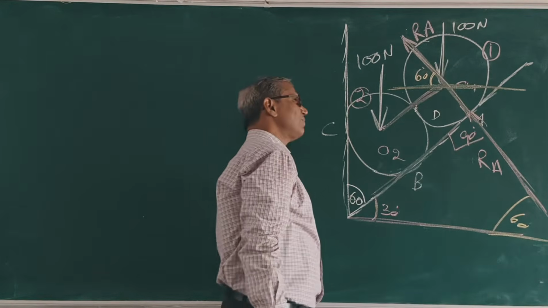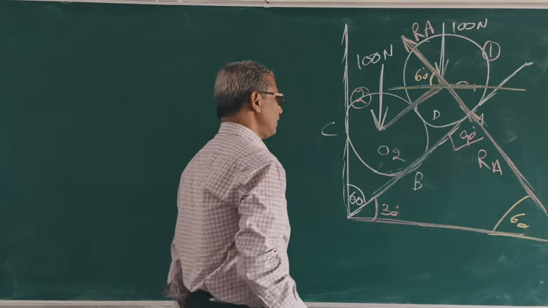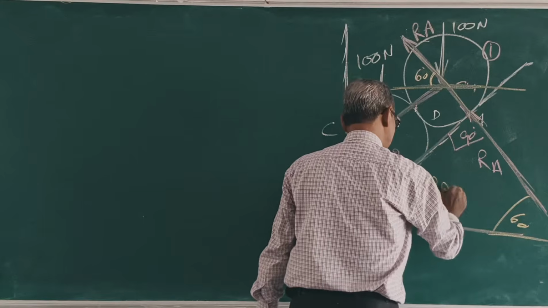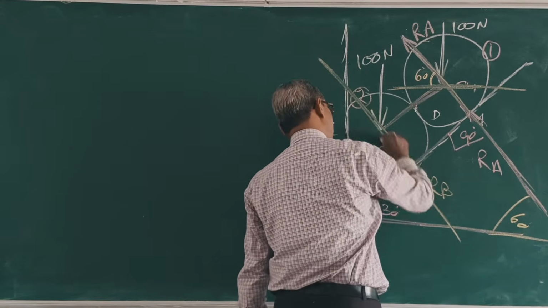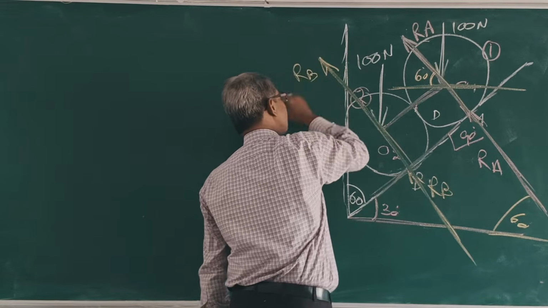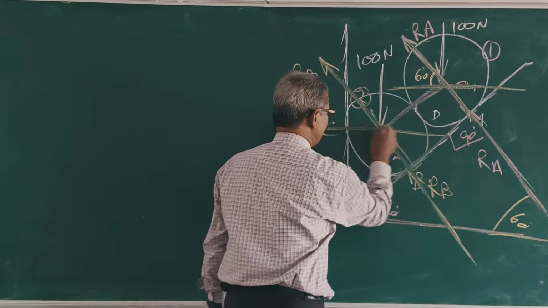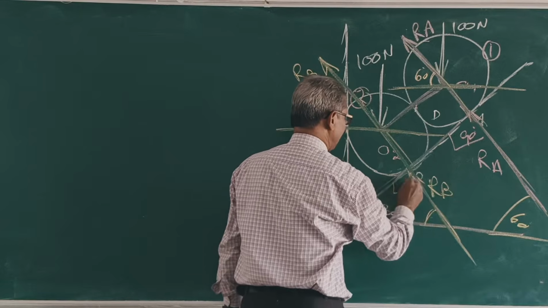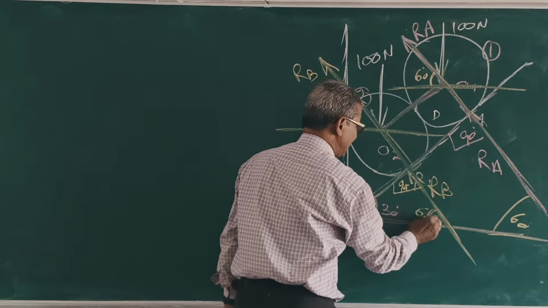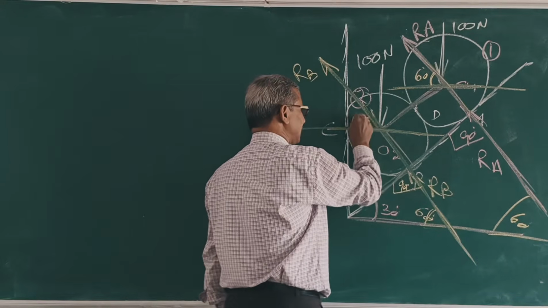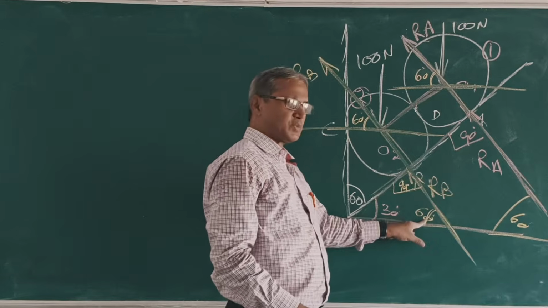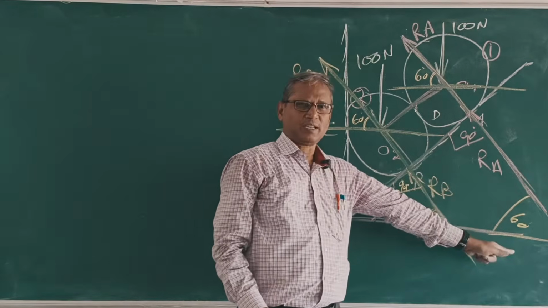So this is RB. What is this angle? 90. This is 30, so this angle is 60 degrees. This angle is 60 degrees, a corresponding angle.